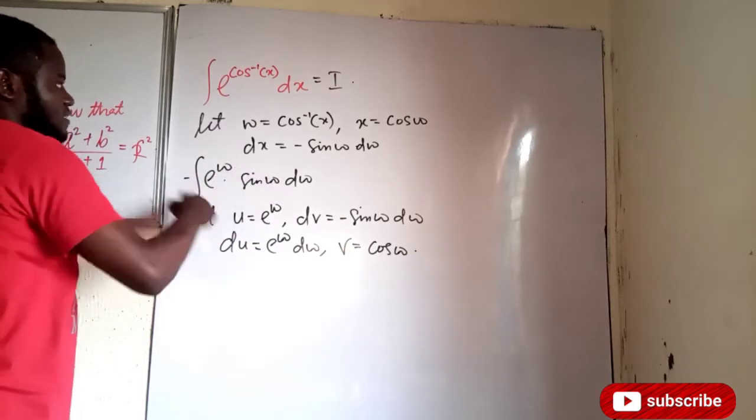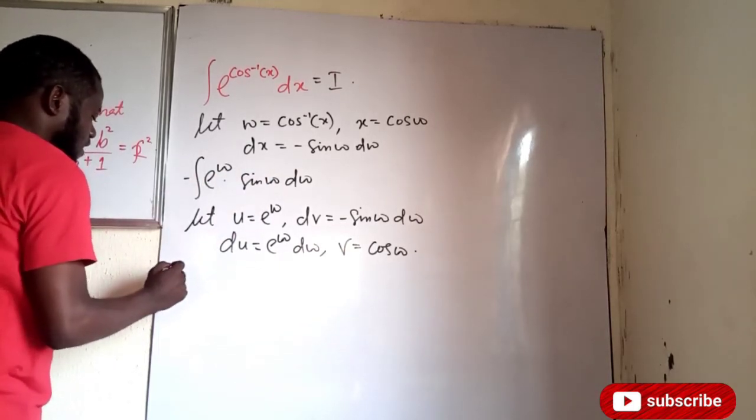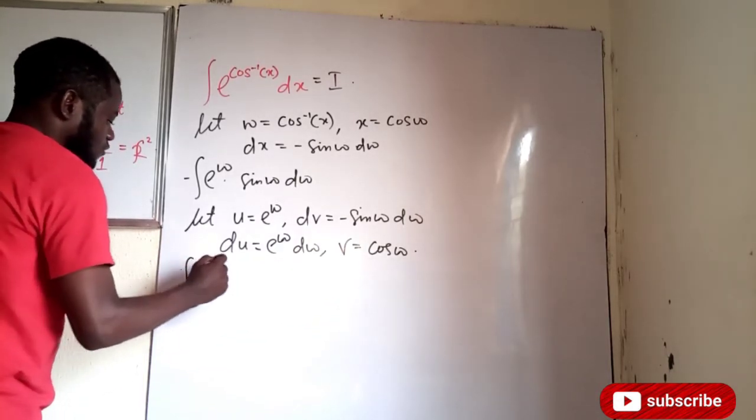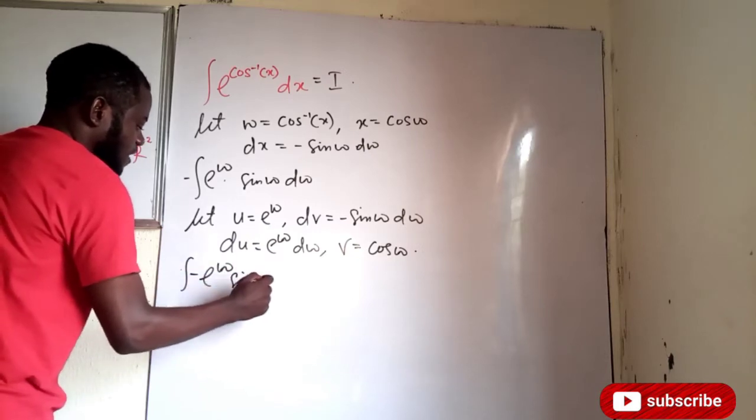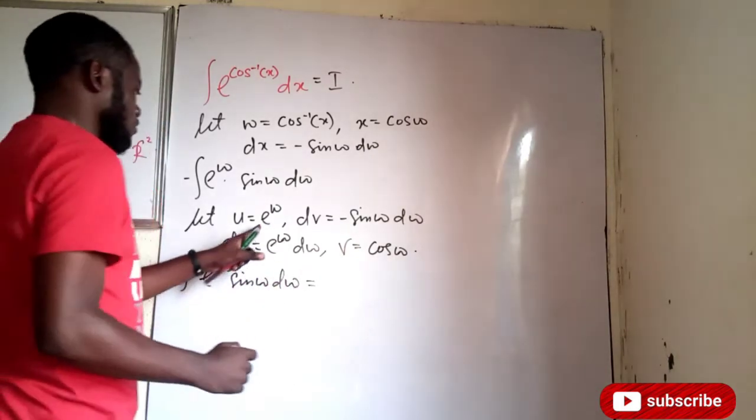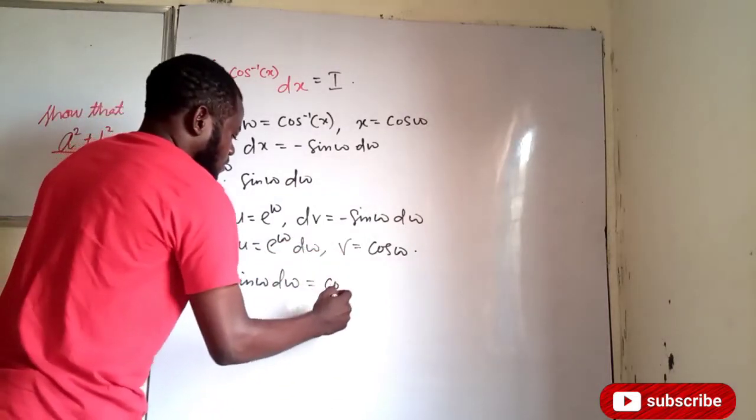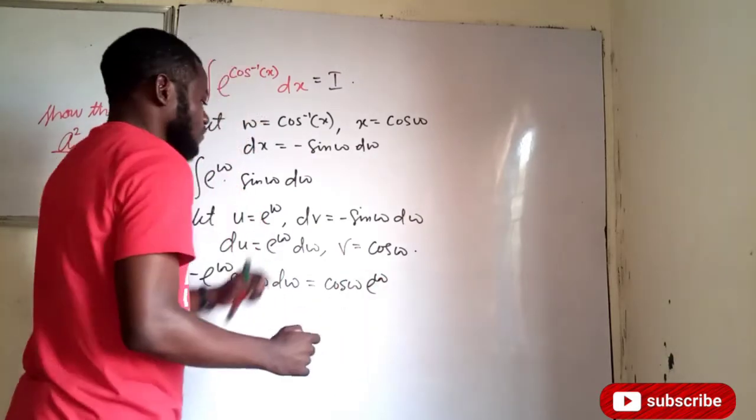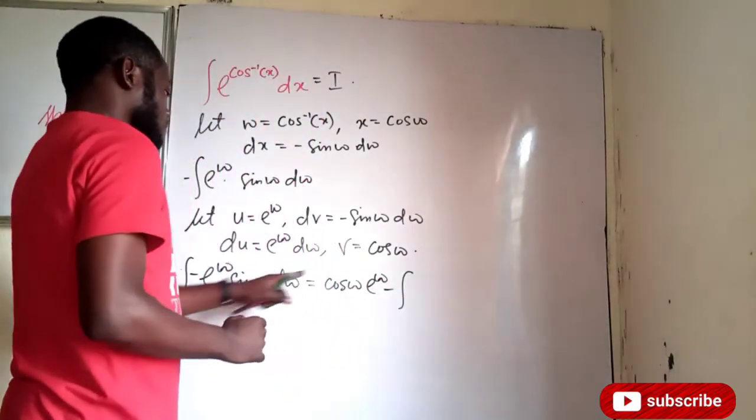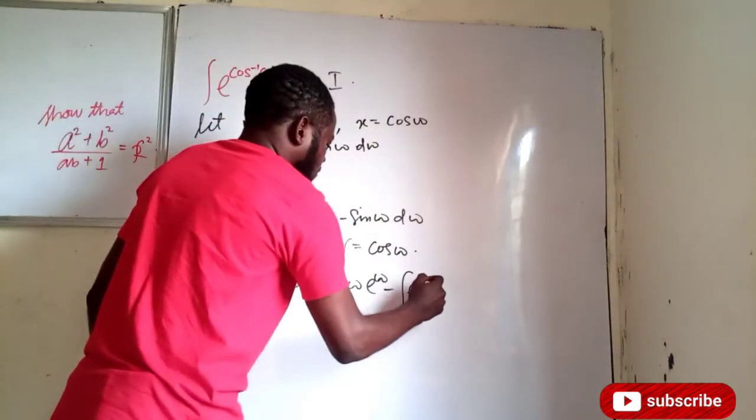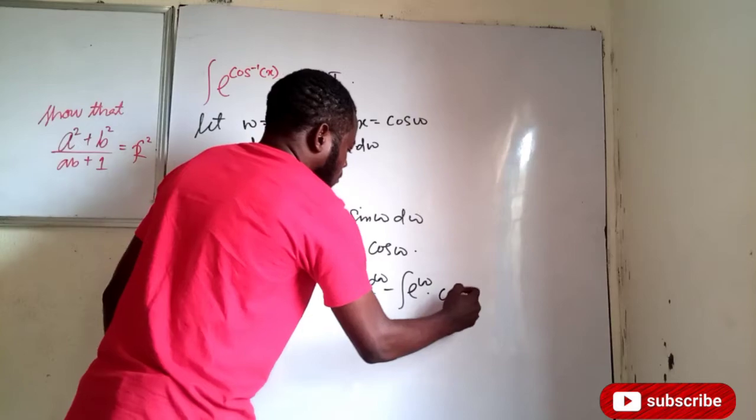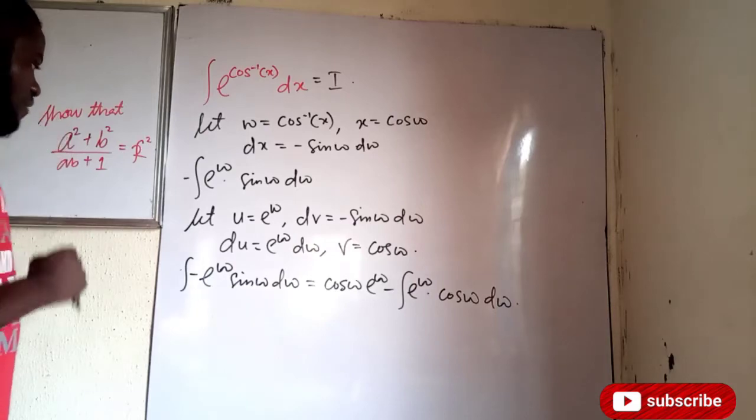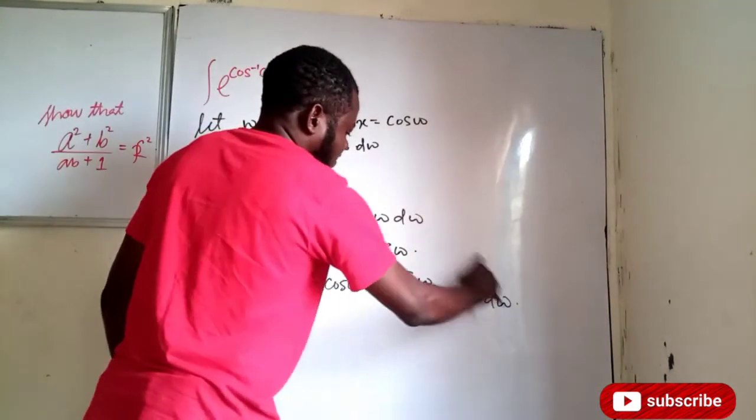Hence, this particular integral, negative e to the power of w sine of w dw, is equal to uv, that is cos of w e to the power of w, minus the integral of v du, and that is going to be e to the power of w times the cosine of w dw. Okay, if that should be the case, it means now we have to integrate this again.